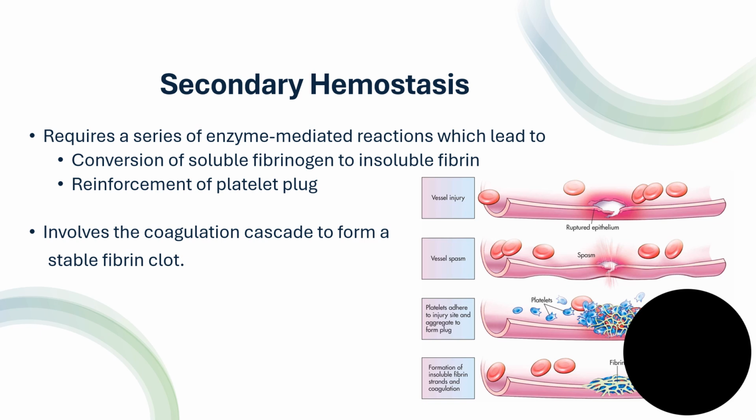The process is initiated by exposure to tissue factor at the injury site, which activates the extrinsic pathway, while the intrinsic pathway is activated by contact with negative charged surfaces. Both pathways converge at the activation of factor 10, leading to the production of thrombin. Thrombin cleaves fibrinogen into fibrin, which cross-links and stabilizes the clot and secures the damaged vessel, ensuring long-term hemostasis.